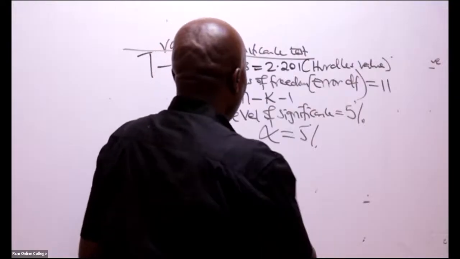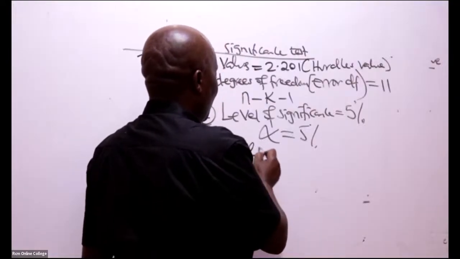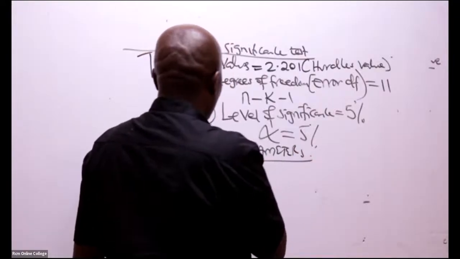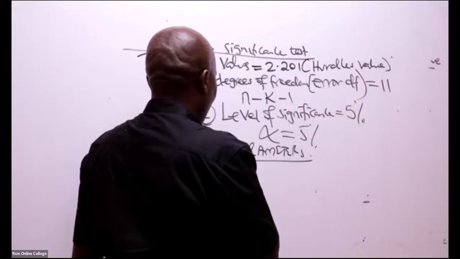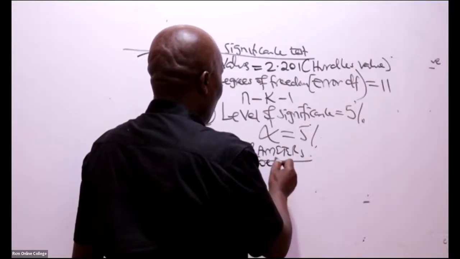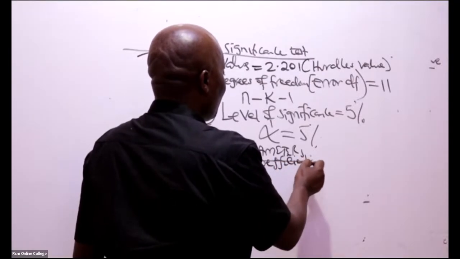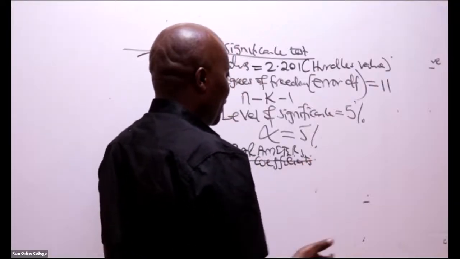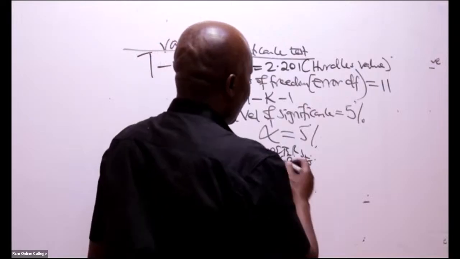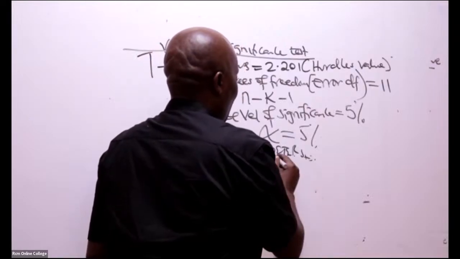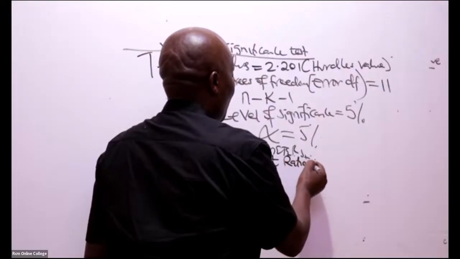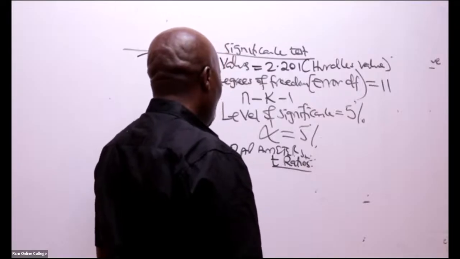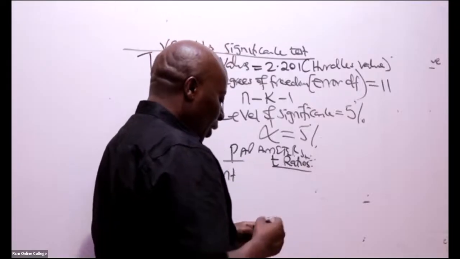So come and give us your parameters. What do we have? There are three of them. We have the constant, and then these are the coefficients. Then we have the t ratios, the t calculated. So let me just write the t ratios alone. What is the t value of the constant?